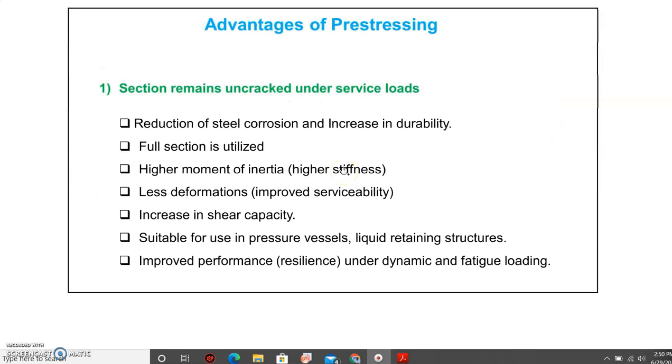Advantages of pre-stressing: reduction of steel corrosion and increase in durability. The full section is utilized. Higher moment of inertia is adopted, nothing but the stiffness is increased. It improves the serviceability criteria.